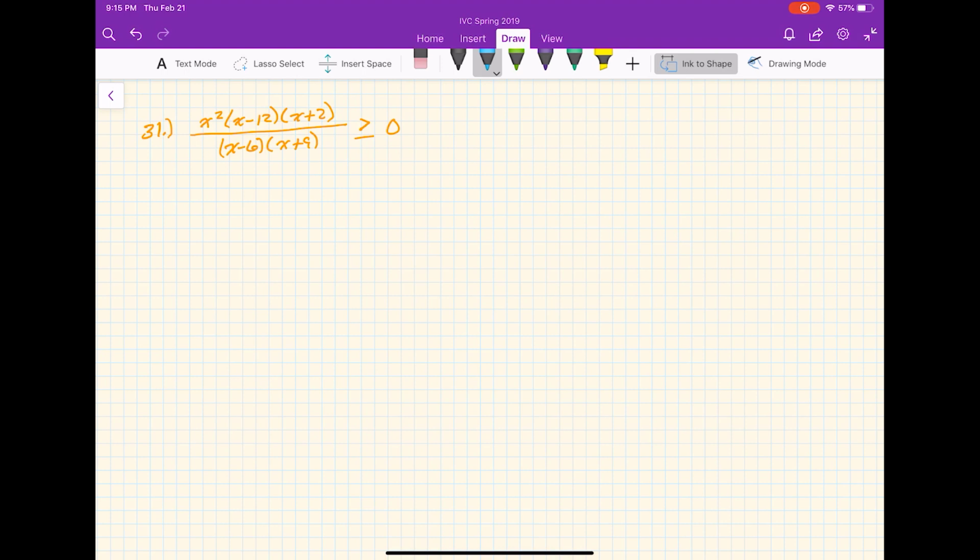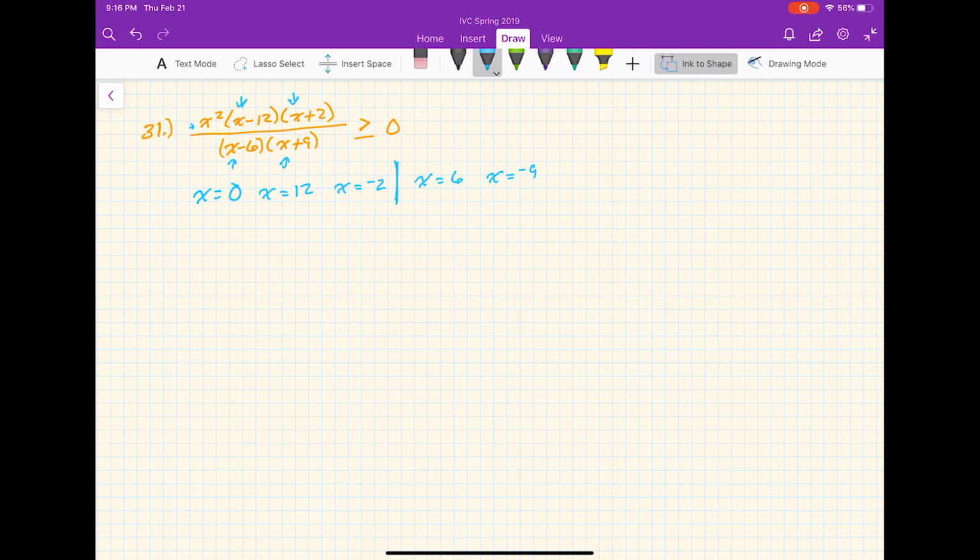All right, this one gets a little more complicated. We're going to have to use a slightly different technique on this one because it's a rational fraction. It's a pain, but we've got to deal with it. Obviously we're going to have x equals 0 from the x squared. Putting in a 12 here and a negative 2 here is going to give us a 0. In the bottom, I'm going to put a line here because I want to separate these out. x equals 6 will give us something undefined, and negative 9 will do the same.